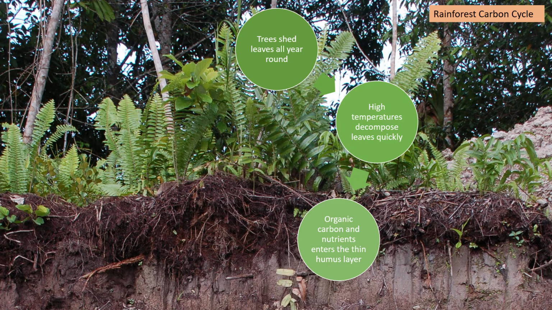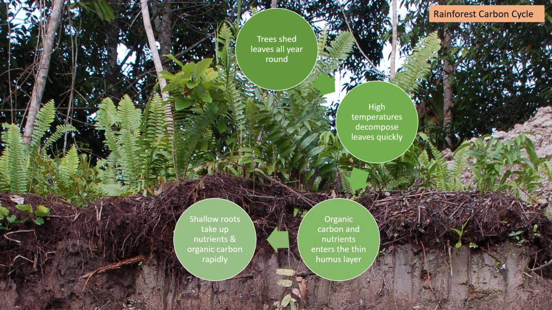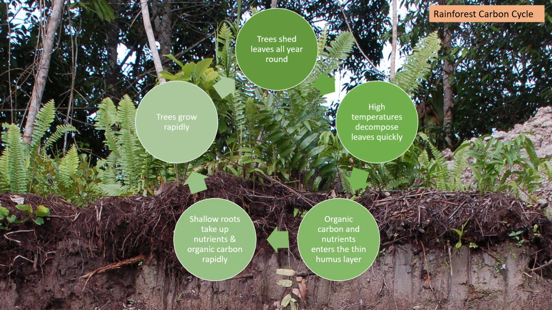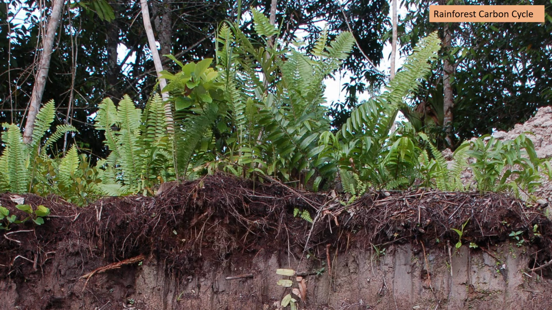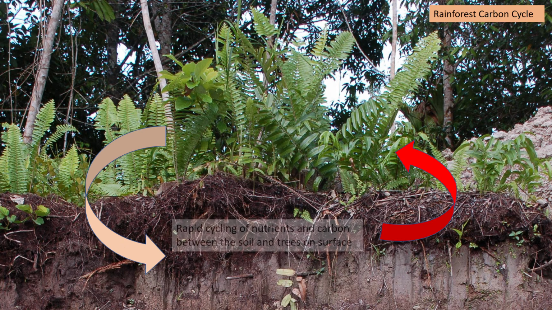It means that the carbon in those organic compounds in the tree leaves actually breaks down and goes into that thin layer of soil, but it doesn't stay there that long because the trees are trying to grow because of the high temperatures, lots of sunlight and lots of rainfall. So the roots of the tree take that carbon up really quickly, and that means the trees grow rapidly. We see that there's rapid cycling of the nutrients and the carbon between the soil and the tree. So again, it's a process that's happening really quickly.